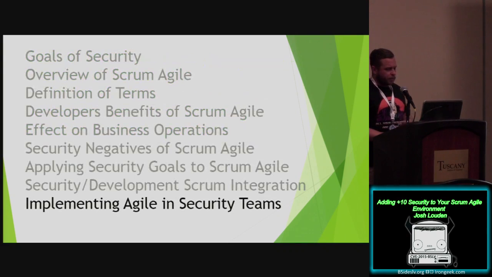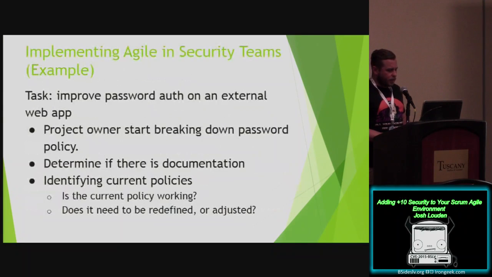So, implementing Agile and Scrum in security teams, I'm going to give an example. Let's say we want to improve the current password authentication to an external website. In the beginning, we might have various tasks to help get the project rolling. So the product owner will need to break down the current policy in a grooming session, start breaking things up into small slivers, and tasks will start coming out of that.